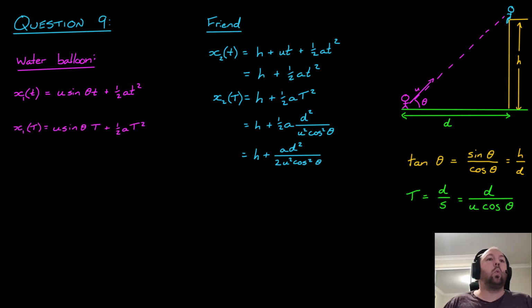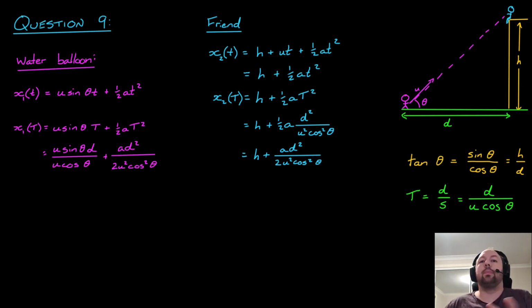So at the point where the water balloon hits the wall, time capital T, we then have u sine theta capital T plus half a capital T squared. Substituting in for capital T, we now get u sine theta d over u cos theta plus the same thing that we had for the other one. The half at squared becomes ad squared over 2u squared cos squared theta.